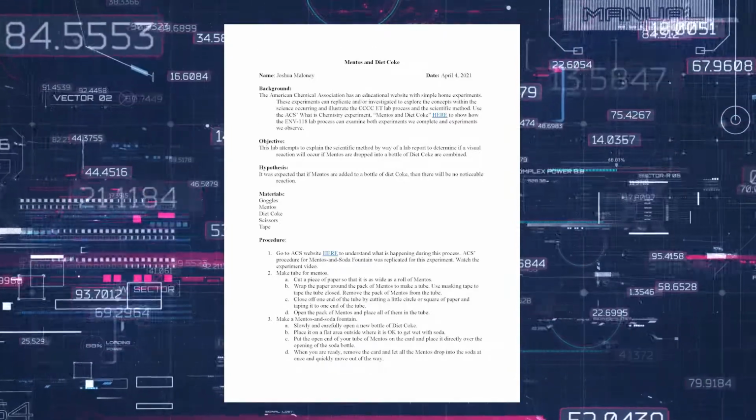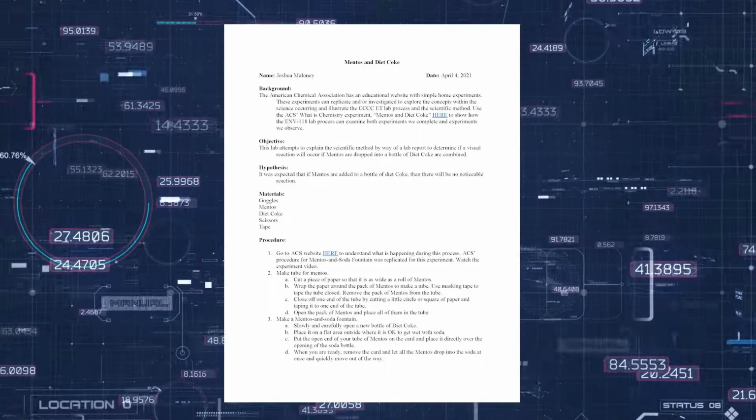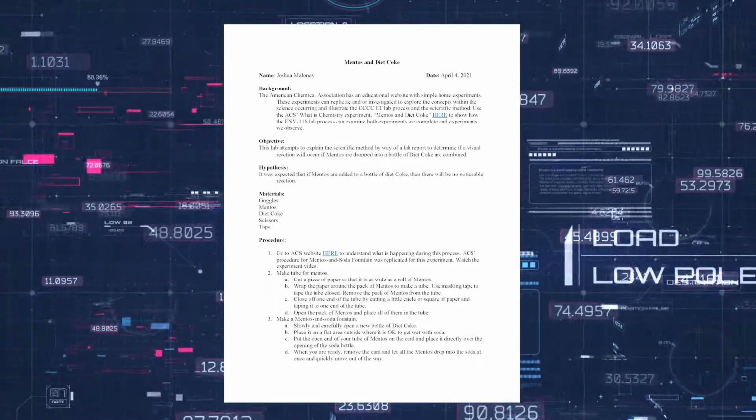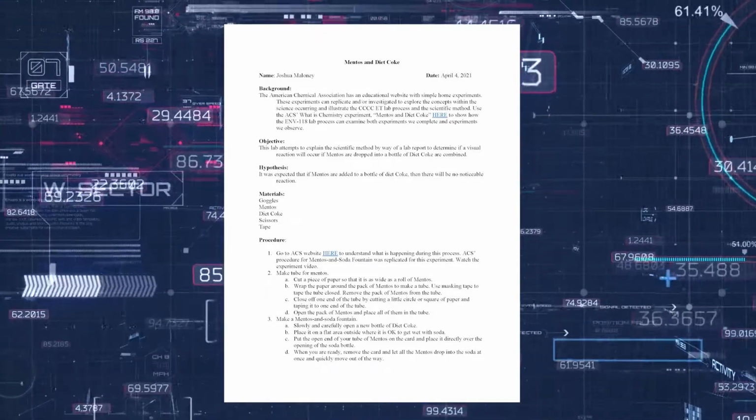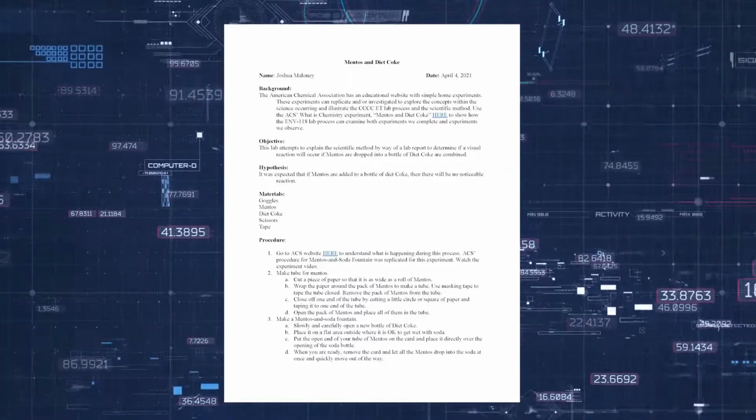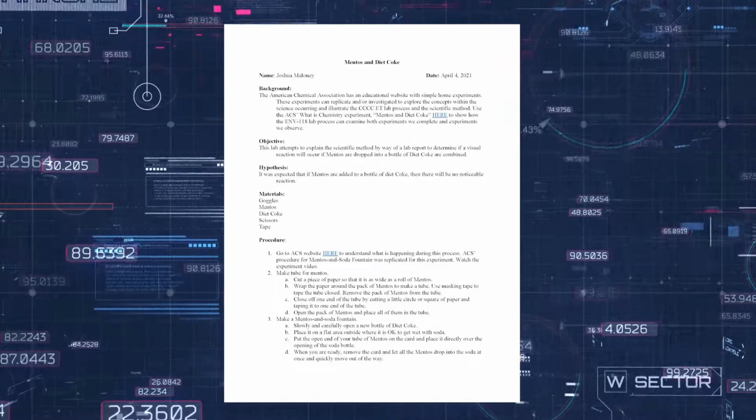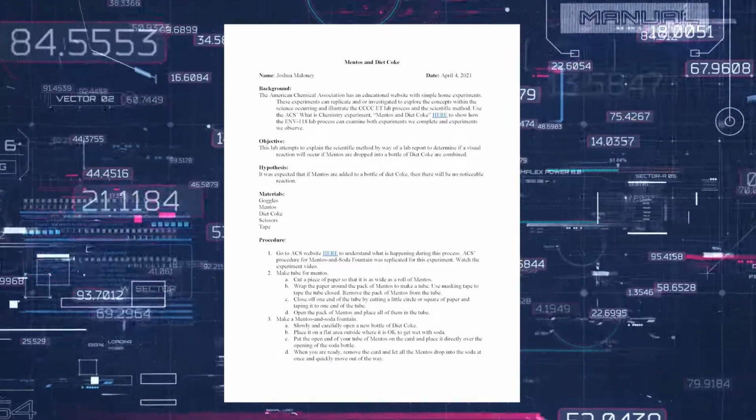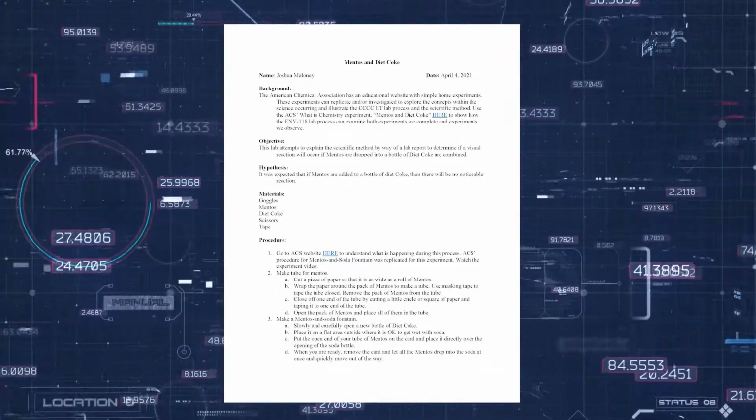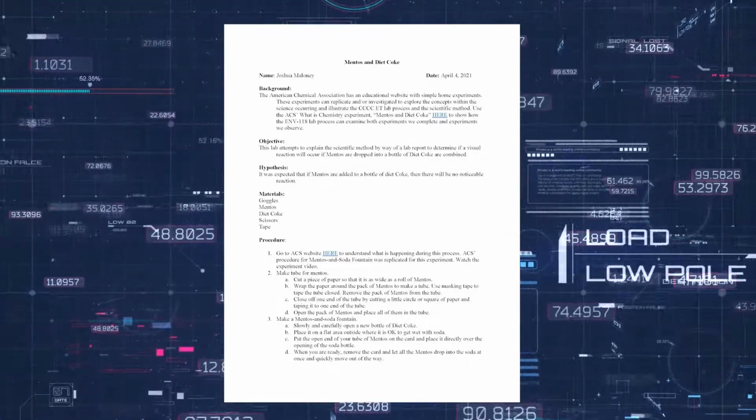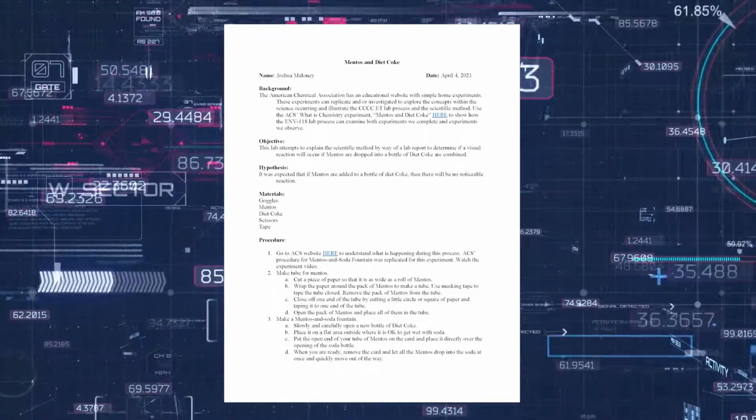For my hypothesis, I stated that it was expected that if Mentos were added to a bottle of Coke, then there would be no noticeable reaction. I like this statement because it is very easy to disprove. If there is any reaction observed, then the hypothesis is not supported. The hypothesis should focus on the main purpose of the objective and state the expected conclusion. The wording needs to be, "It was expected," or it needs to be an if-then statement.